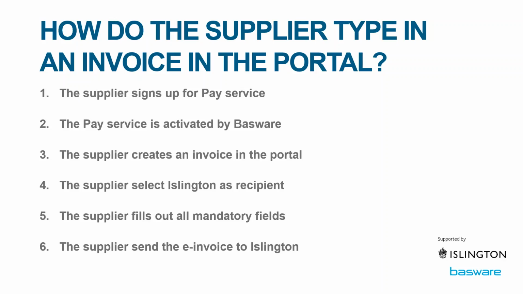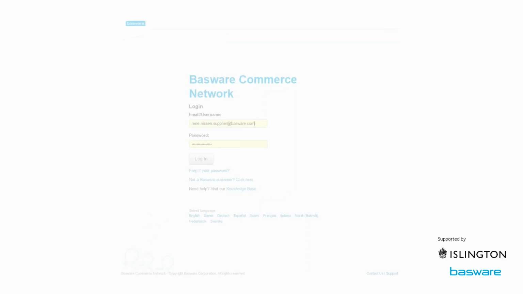Now, let's see some screenshots from the portal to explain how the process looks from a supplier's point of view. First, the supplier goes to the login page and types in his ID and password. Remember, he has already signed up for this, so he will know in advance.